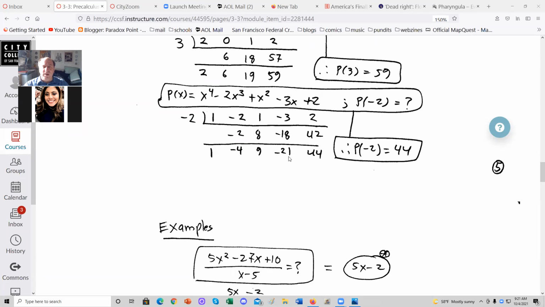Plus a negative 3 is a negative 21, times a negative 2 is 42, plus a 2 is 44. So p at negative 2 is 44.